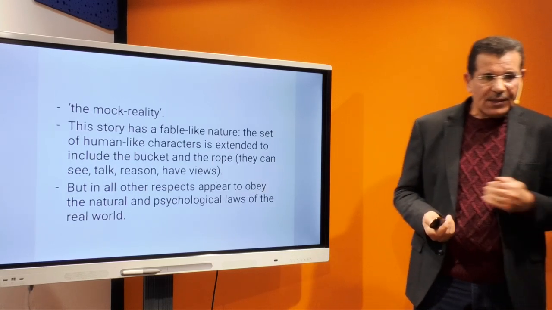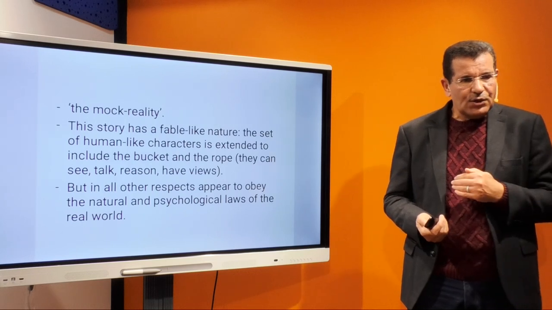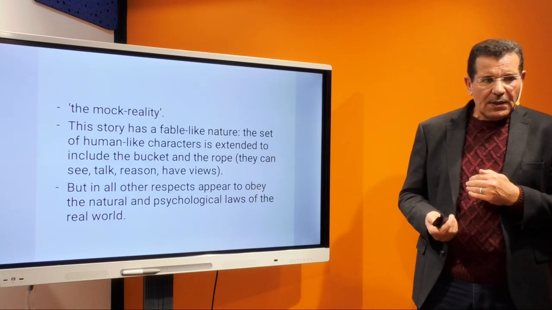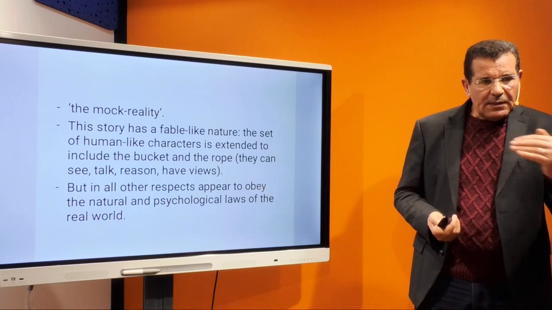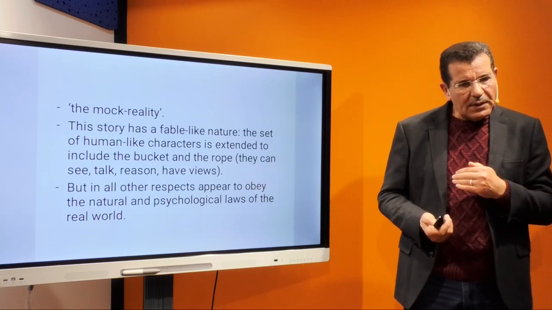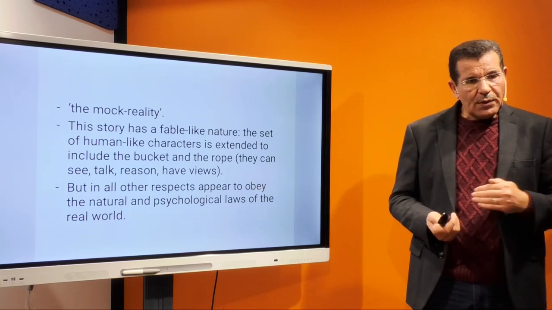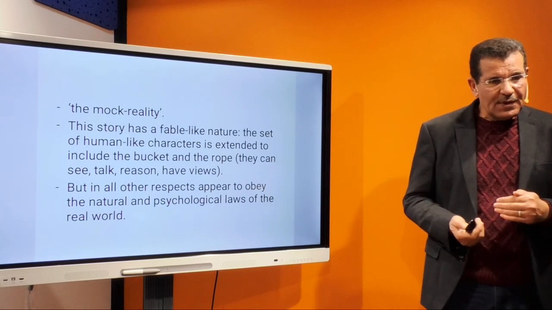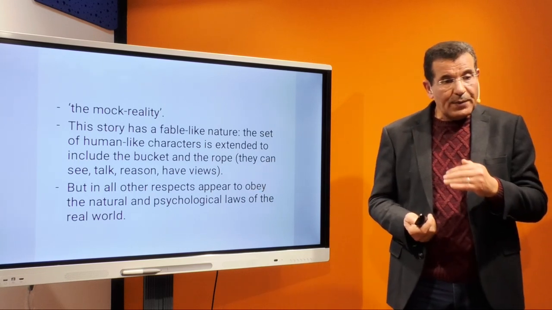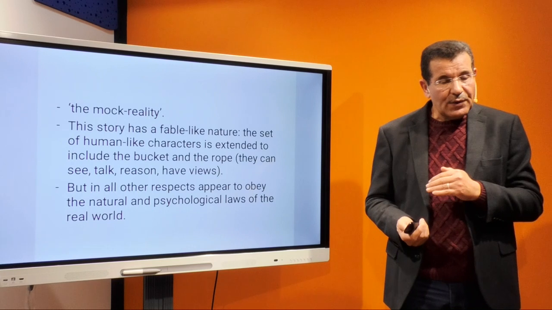The story, as I said, has a fable-like nature, and the bucket and the rope can see, talk, reason, and have views, but in all other respects they obey the natural and psychological law of the real world.